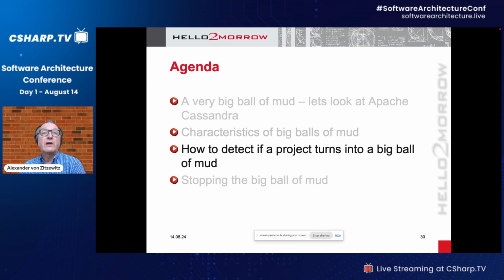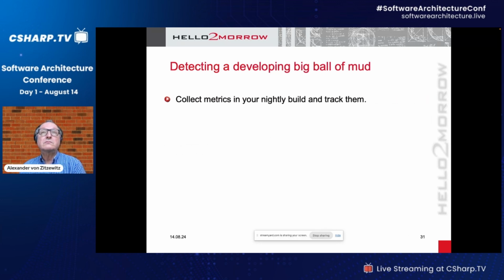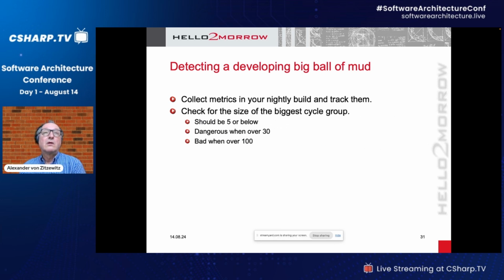Now, how do we detect if a project turns into a big ball of mud? Collect metrics in your CI build and track them. That would be the first step. And check for the size of the biggest cycle group. It should be 5 or below. It becomes dangerous when it's over 30 and becomes really bad when it's over 100.